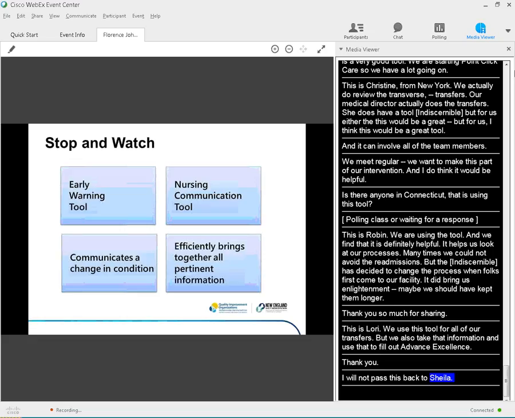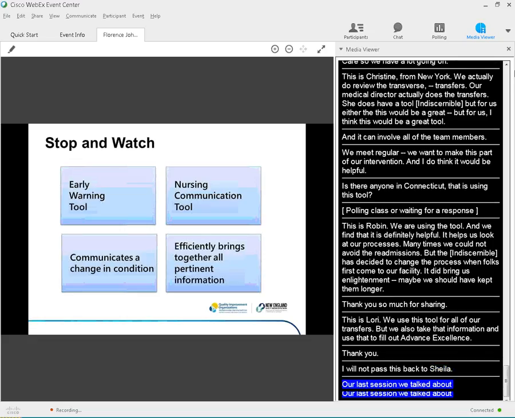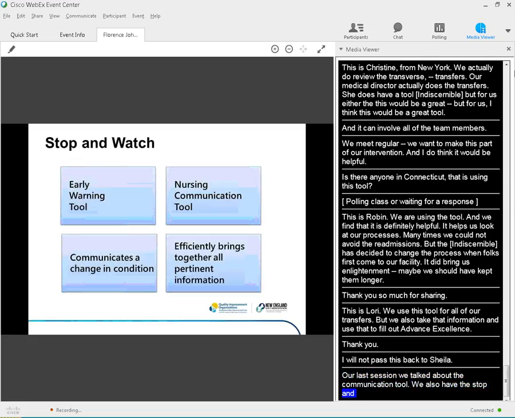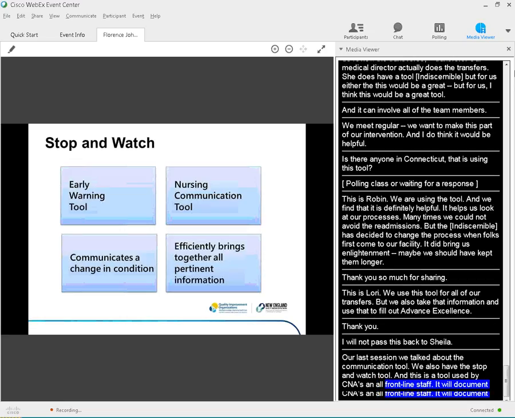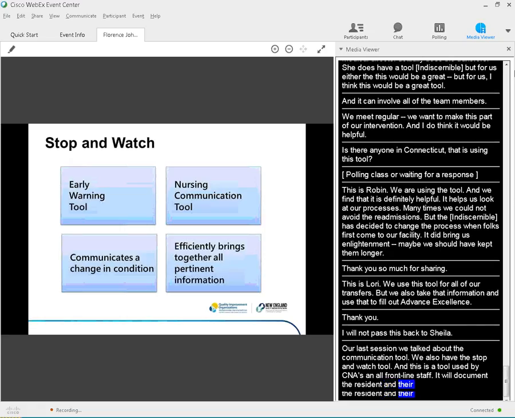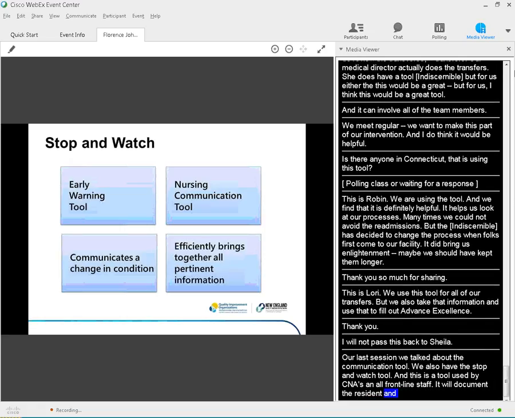Our last session we talked about the communication tools. We talked about the Stop and Watch tool, which is a tool that's used by CNAs, rec therapists, housekeepers, all line staff to report subtle and new changes in resident conditions. It's an early warning tool. It allows line staff to report changes, almost intuitive differences in resident conditions, without feeling awkward.